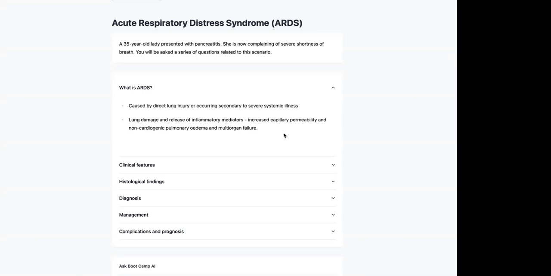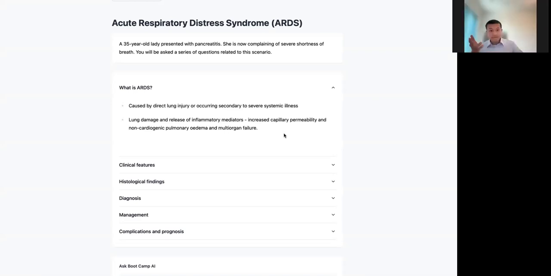Because of the cytokine storm. Inflammatory markers, mediators. The short answer is the cytokine storm or the inflammatory mediators. It's a sudden release, so much so that it damages the lungs, right? And causes inflammation, capillary permeability, and edema. Or sometimes it could be a direct hit, like, for example, COVID. COVID can cause severe ARDS as well.